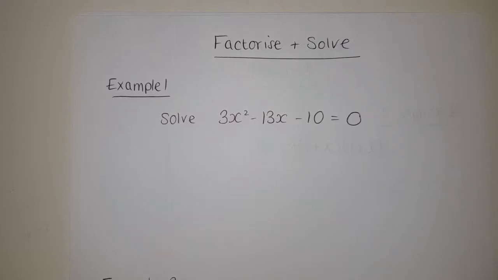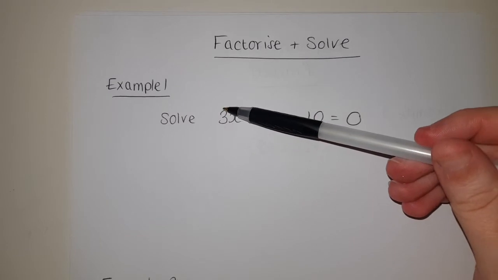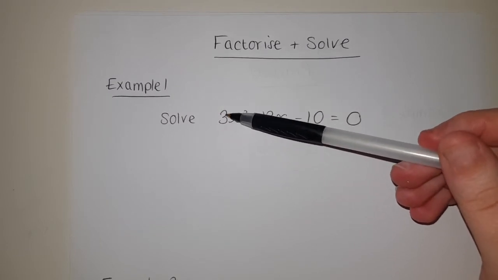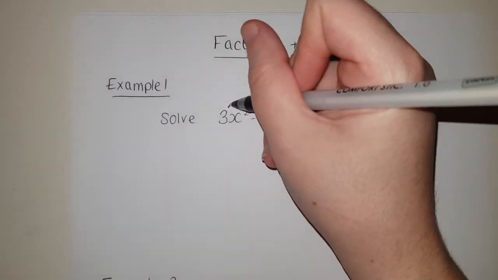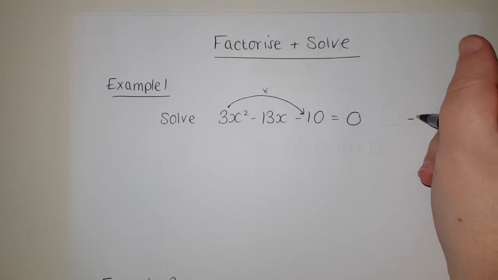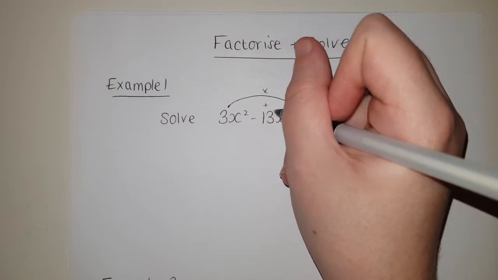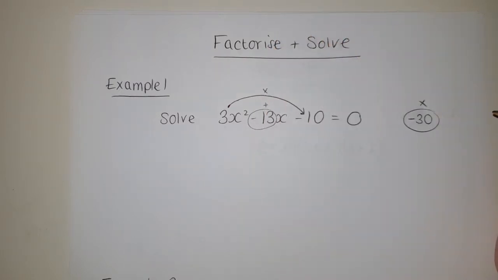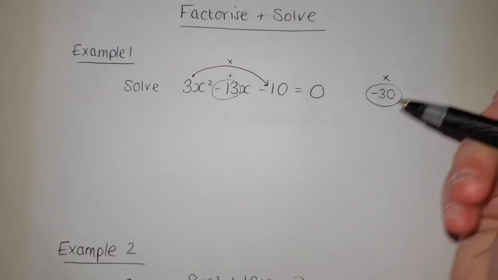Hi guys, so I'm going to run through a quick couple of examples of factorising and solving a quadratic where you've got a term in front of x squared, a multiple in front of x squared. So all you need to do is that term needs multiplying by the end one. So 3 times minus 10 is minus 30. So you're looking for two numbers that multiply to make minus 30, but still add together to give me minus 13. Okay, so be very careful not to get tripped up with this one.